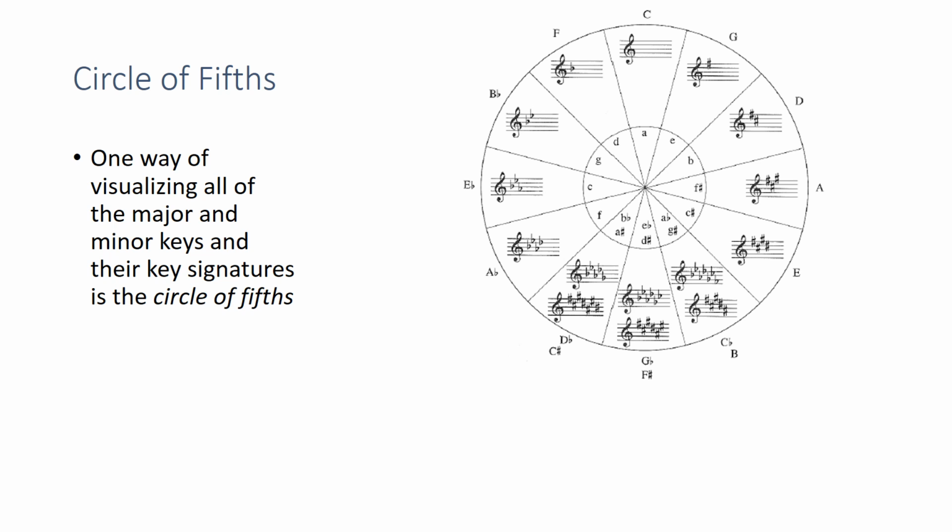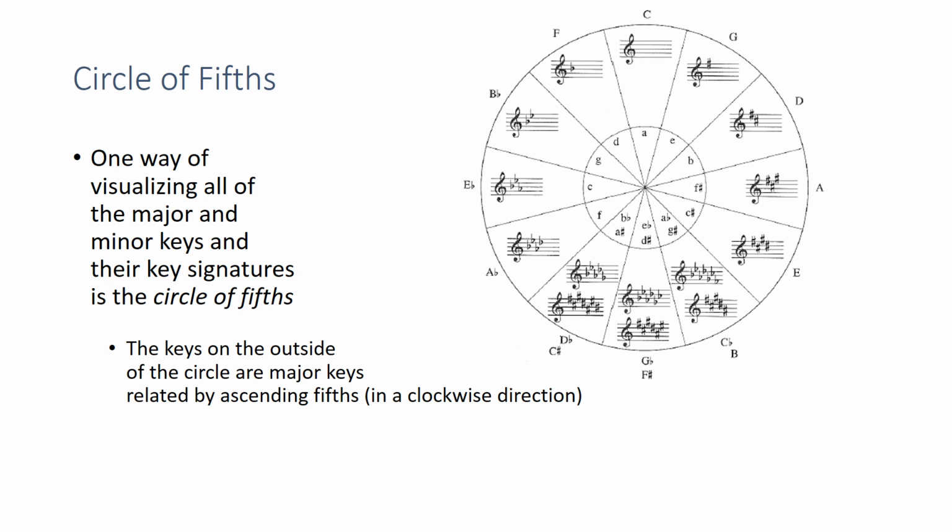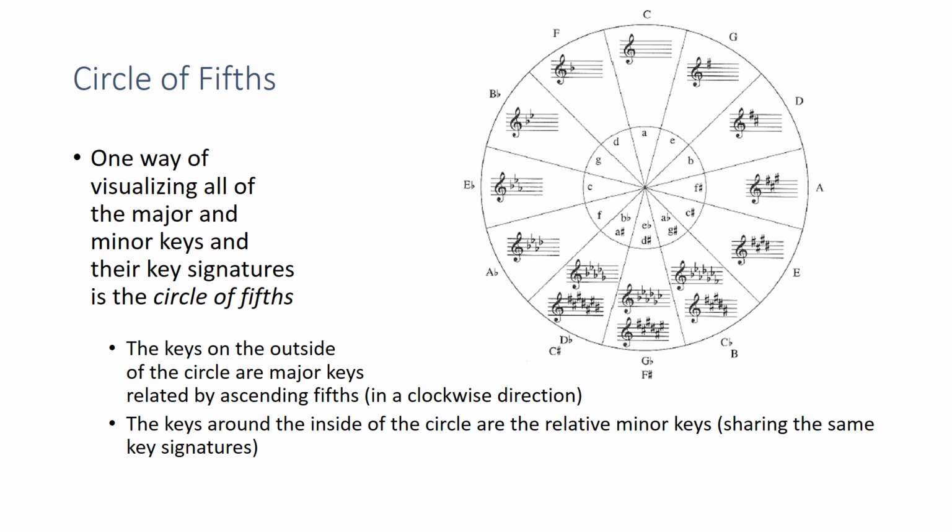Okay, and now we're going to return to the circle of fifths. We can use the circle of fifths not only to visualize major keys, but also the minor keys. So in this circle, the keys on the outside, as we discussed previously, are the major keys, and inside we see the major key signatures. The keys around the inside of the circle are their relative minors.